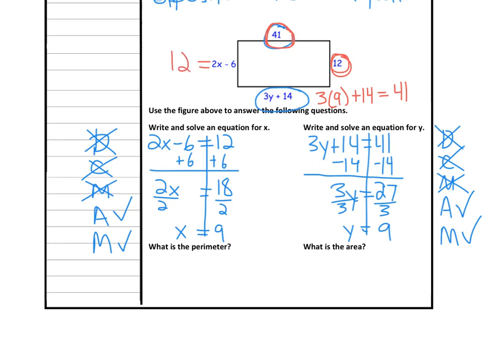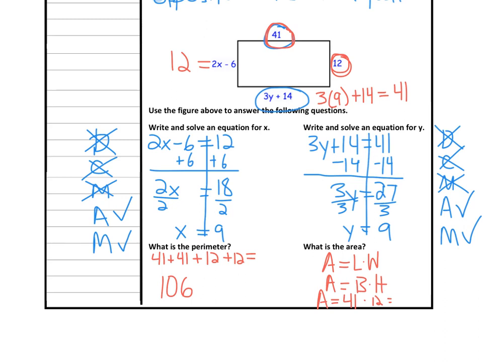So now I need to add all 4 up. So I'm going to do 41 plus 41, since there's 2 of those, plus 12 plus 12, since there's 2 of those also, and get my total perimeter. And my calculator tells me that that is going to be 106 for the outside. And now I'm supposed to find the area. And for a rectangle, area is length times width, or you might have heard it as base times height. Either way, I'm supposed to multiply, in this problem, 41 times 12 to get my answer.